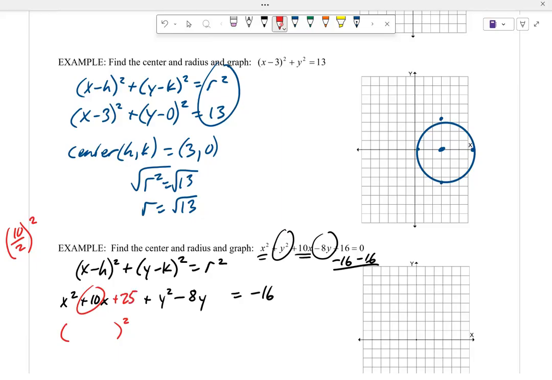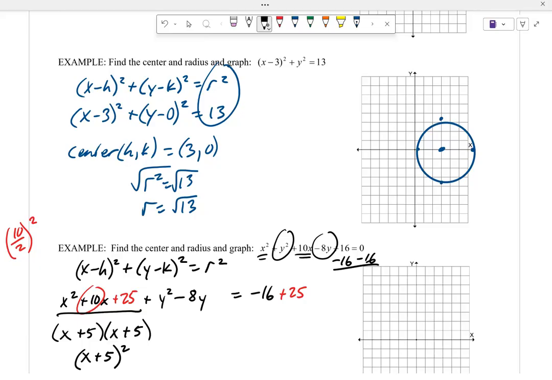Well, if I add 25 to the left-hand side of the equation, I have to add 25 to the right-hand side of the equation. And then what does this factor into, this x squared plus 10x plus 25? Well, that factors into x plus 5 times x plus 5, (x + 5) squared. I'm like, oh, perfect. So my h is negative 5. That's why I wanted to complete the square.